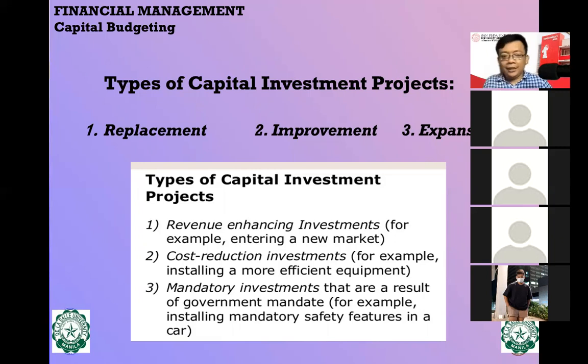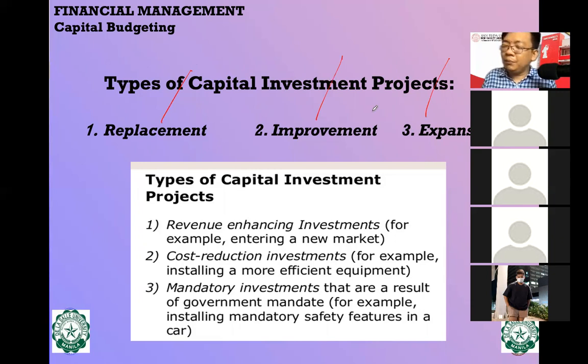Okay. So in terms of the types of capital investment, of course, I repeat myself again: replacement, improvement, expansion. With this, you have your types of capital investment. Revenue enhancing investment.